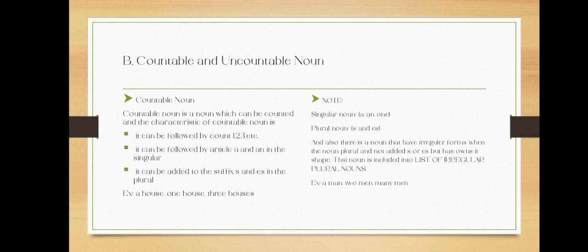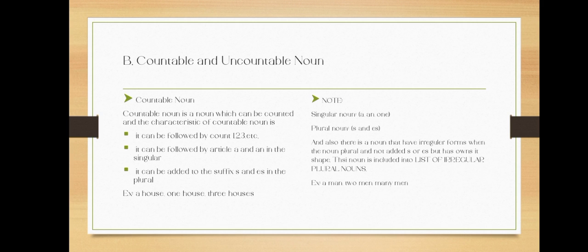Okay, for the first is countable noun. A countable noun is a noun which can be counted, and the characteristics of a countable noun are: it can be followed by a count 1, 2, 3, 4, 5, etc. And it can be preceded by the article a and an in the singular. And it can be added with the suffix s and es in the plural.